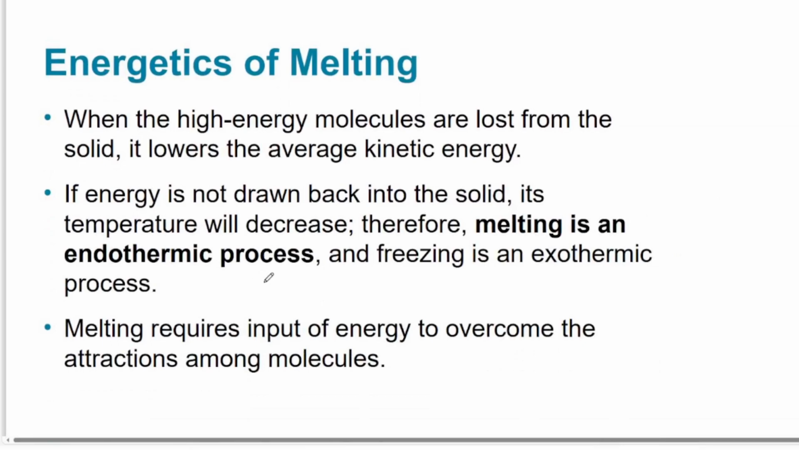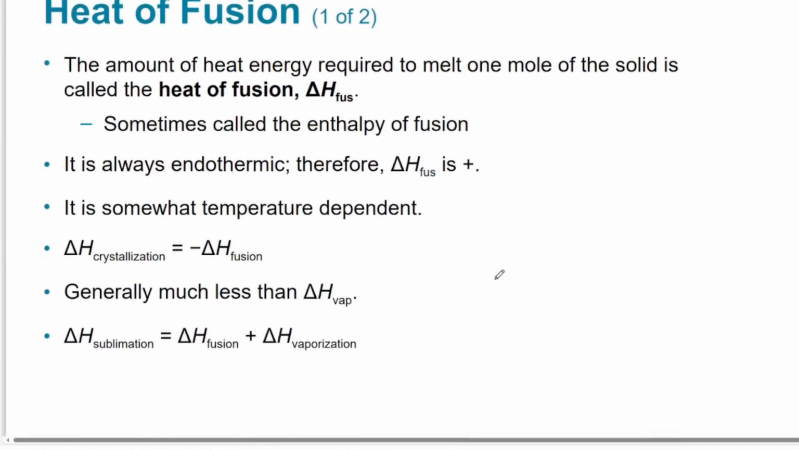Melting is an endothermic process, so we have to add heat in order to melt a solid. Freezing is an exothermic process, and so freezing requires the removal of heat. The heat of fusion is the amount of heat required to melt 1 mole of the solid. For water, we have the heat of fusion, and the heat of fusion is opposite of the heat of crystallization. These are equal and opposite entities.